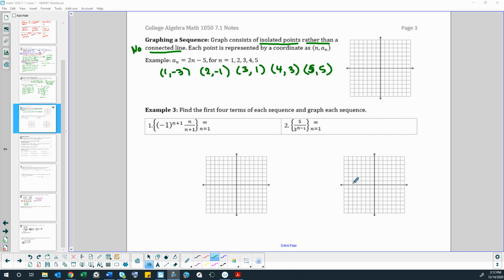Alright, so now I'm going to go ahead and graph these points. 1, negative 3, 2, negative 1, 3, 1, 4, 3, 5, 5. So you can see I've got a straight line of dots because this type of sequence is arithmetic. It's much like a linear equation. You notice you've got your y equals mx plus b, like your slope and your y-intercept. But you don't really have a y-intercept because it doesn't go that far. It starts at n equals 1. All of our points are in quadrant 1 and 4 because n is never 0 or below. It's just our counting numbers.